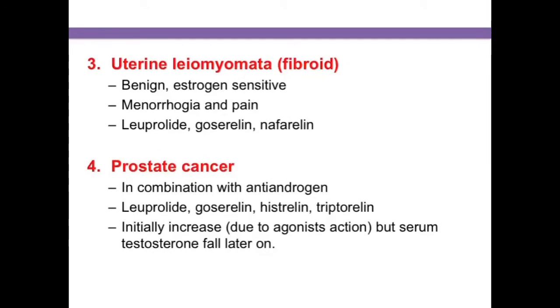For patients with prostate cancer, we can also use GnRH analogs in combination with anti-androgens. Leuprolide, goserelin, histrelin, and triptorelin are the preferred GnRH analogs. Initially, there will be an increase in testosterone production. This is due to the agonist action. However, after a while, the serum testosterone will drop.